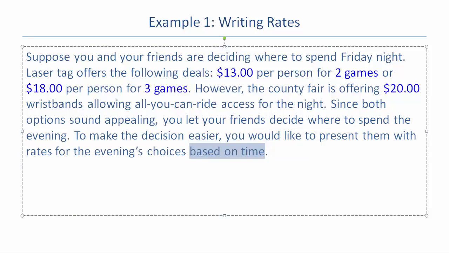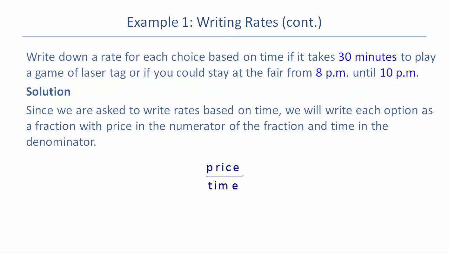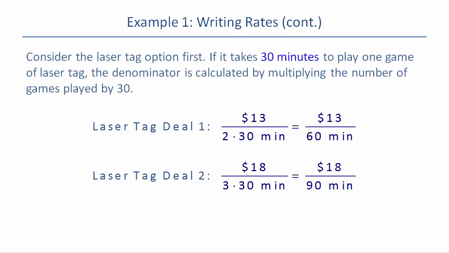So we know it's going to be per time, right? So we're going to set everything up in price per time to figure out what is the best. Now, since they told us it was number of games for money and then just getting into the fair for money, we have to convert all those into units of time. So we're going to assume that a game of laser tag takes 30 minutes, and we're going to assume that we can go to the fair from 8 until 10 p.m. So now everything can be based on time.